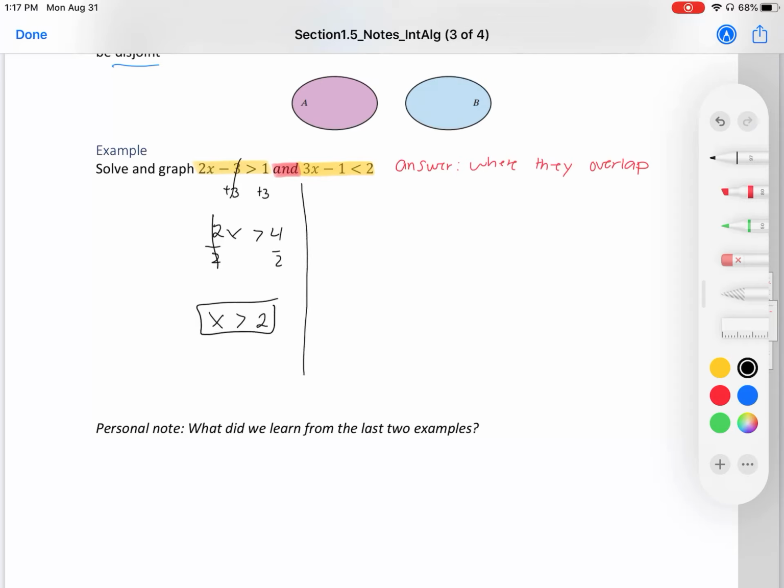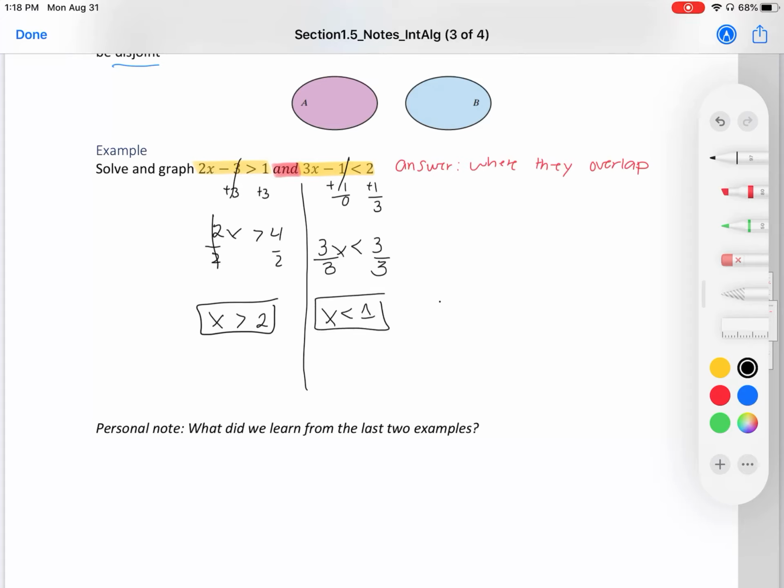Next one, let's solve our next equation. Let's get x by itself, so let's move the 1. Plus 1, plus 1, that makes 0. 2 plus 1 is 3. So we're left with 3x is less than 3. Divide by 3, divide by 3. X is less than 1.